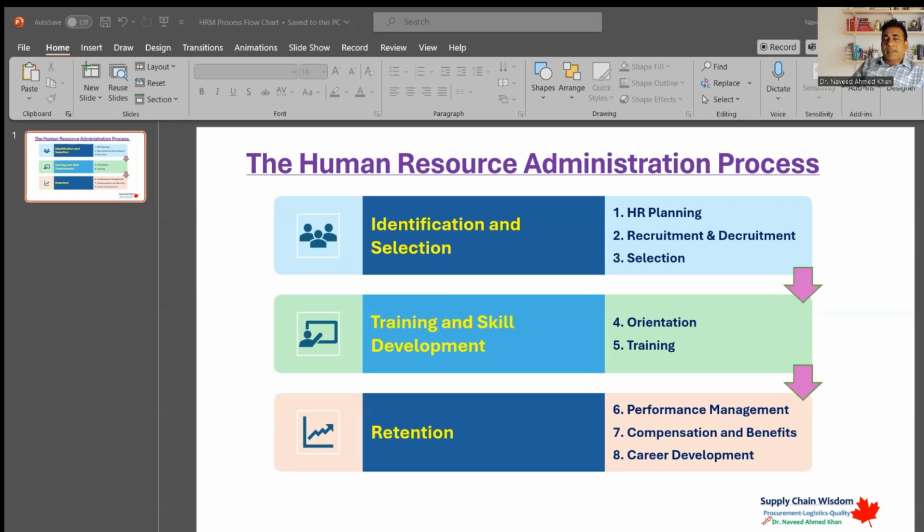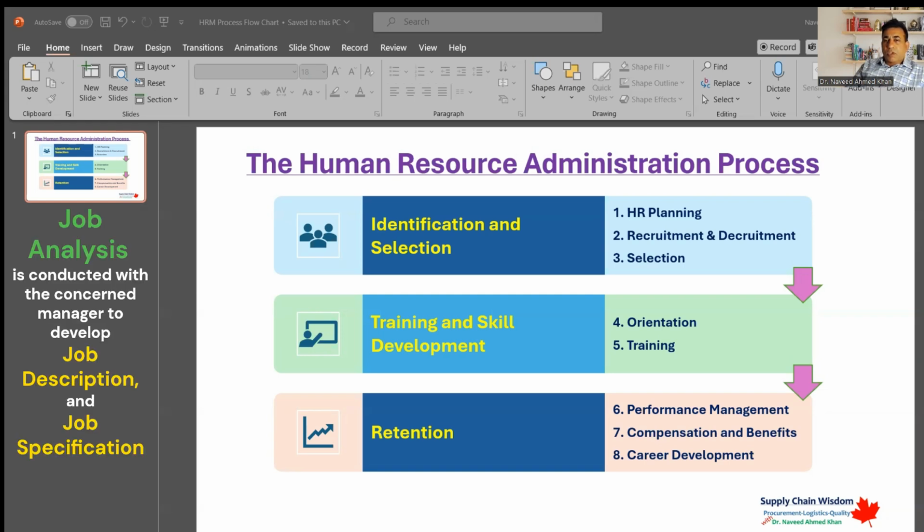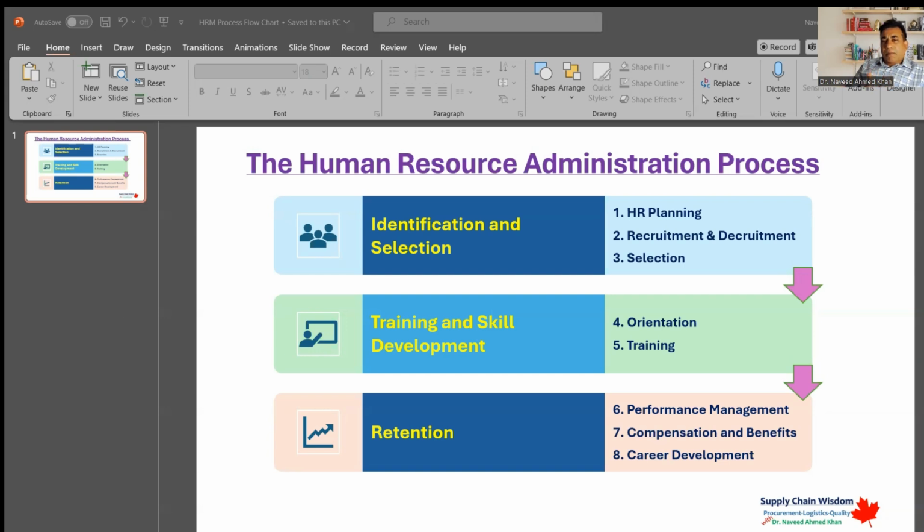Job specification means what kind of skills, knowledge, education, and abilities are required to perform that job. All right. So job analysis helps us identify two important aspects: job description and job specification. Once you have got this, it would help you attract and select the right candidate for that job.